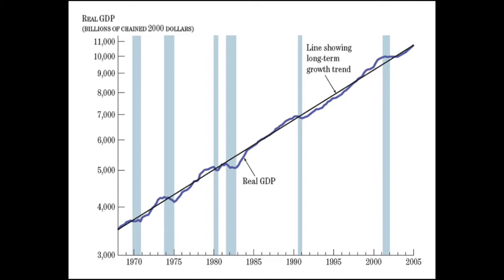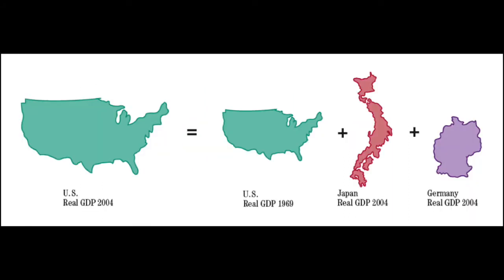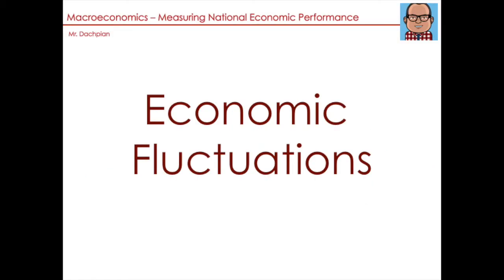In fact, in 2004, the United States real GDP was larger than the economies of Japan, the world's second largest economy at that time, and Germany, the world's third largest economy at that time, combined. This figure shows that the United States economy in 2004 roughly equaled the sum of the GDP of Japan and Germany in 2004 plus the United States GDP in 1969.